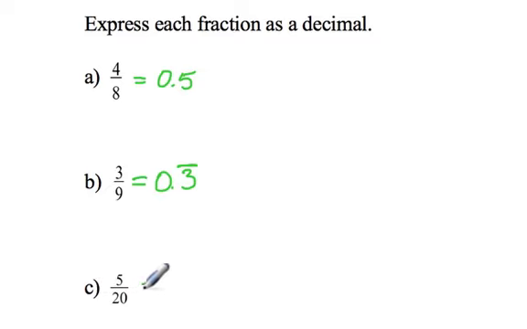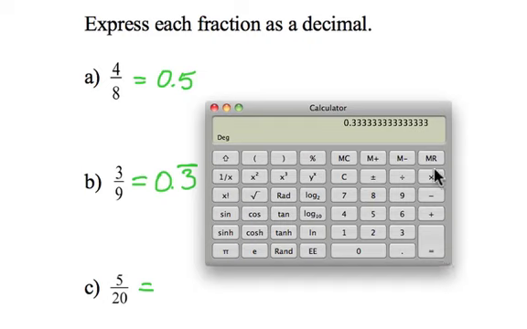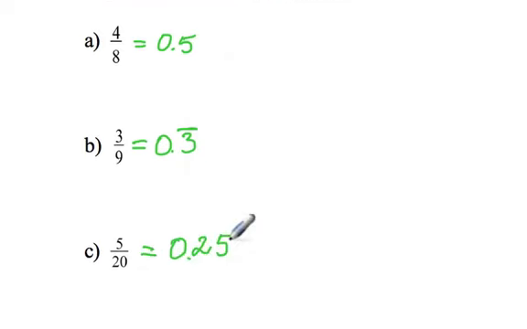Question C, we have 5 divided by 20. So again, you would divide the numerator by the denominator, and that's 5 divided by 20 equals 0.25.